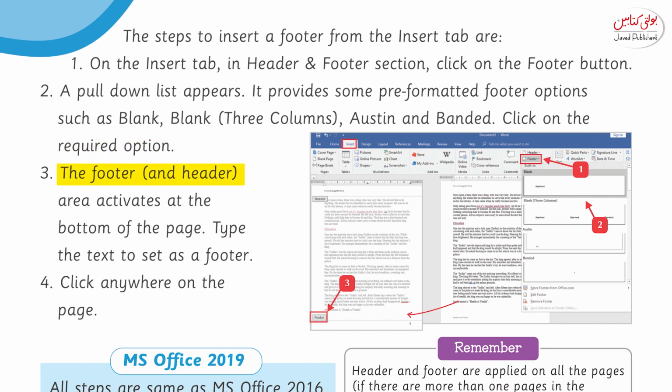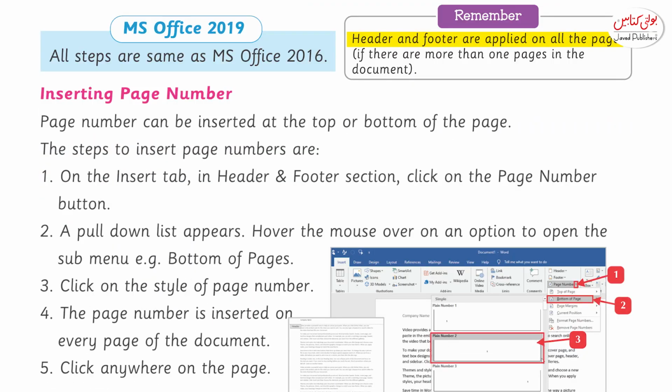The footer area activates at the bottom of the page. Type the text to set as a footer. Now click anywhere on the page. Header and footer are applied on all the pages if there is more than one page in the document.